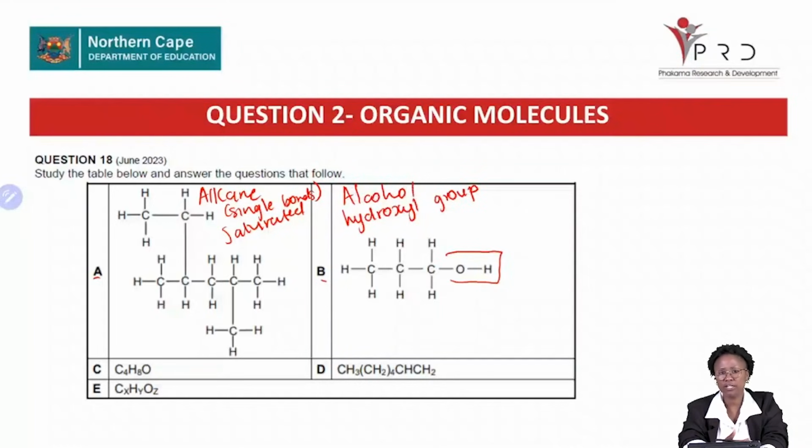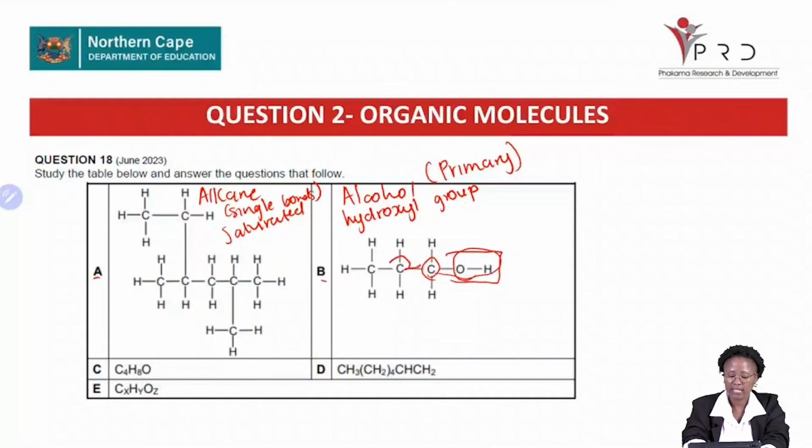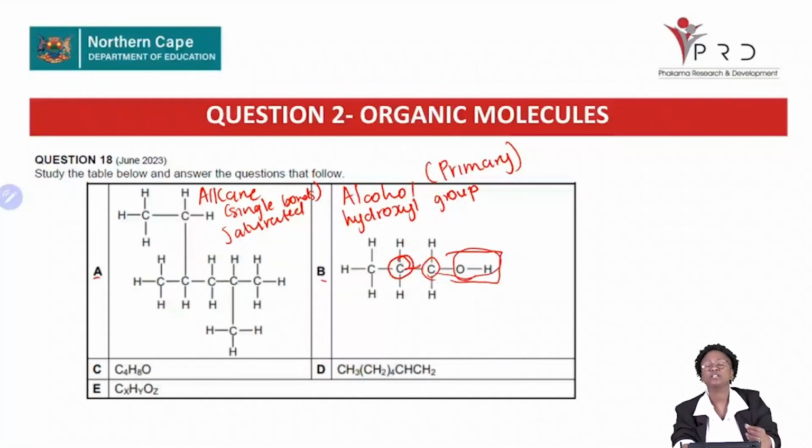Okay, what else do I know? I know that this is an alcohol. What type of alcohol is this one? This is a primary alcohol, all right? How do I know it's a primary alcohol? Because the carbon atom that is attached to the OH is only attached to one carbon atom. That's what makes it a primary alcohol.